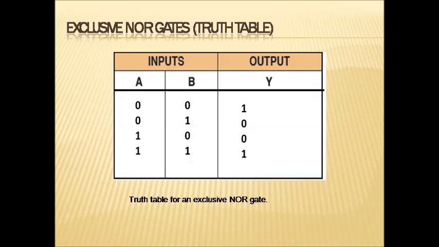So here you can see the truth table for an exclusive NOR gate. In the case of an exclusive NOR gate, it produces 1 for an even number of ones. So you can see that for 0 0, it produces a 1, and for 1 1 also it produces 1. So for an even number of ones, it produces 1.